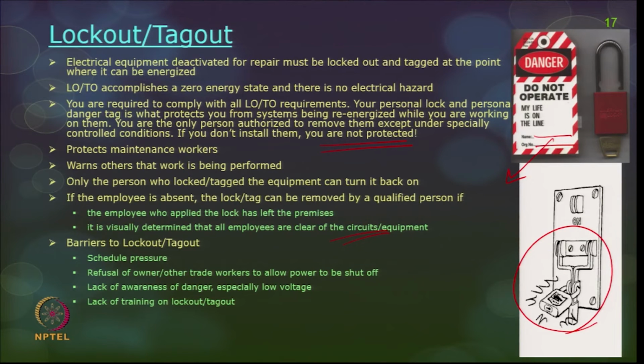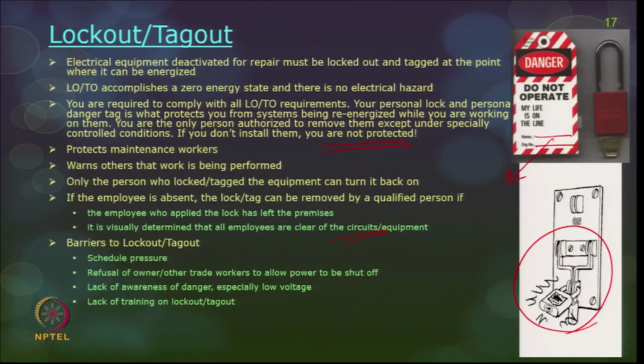Barriers to lockout or tag out, why it is not practiced? Okay, what are the barriers? Schedule pressure. Sometimes if you are tripping off the circuit just for some processes, then you are slowing down the construction progress also. So, there can be a schedule pressure. Refusal of owner or other trade workers: there may be other construction groups or subcontracting groups in the construction site who may not allow the power to be shut off. So, the lockout and tag out may not happen.